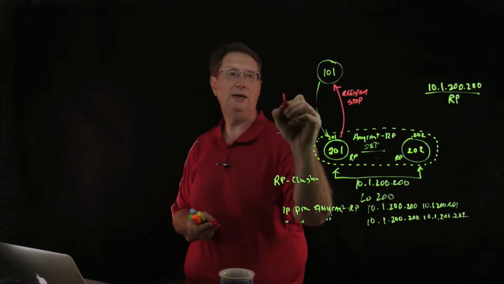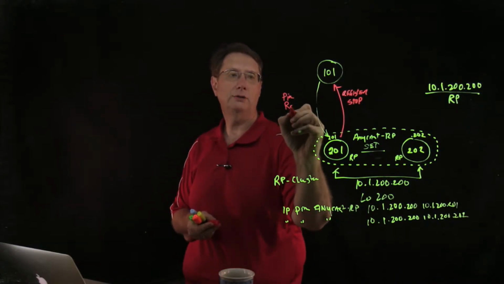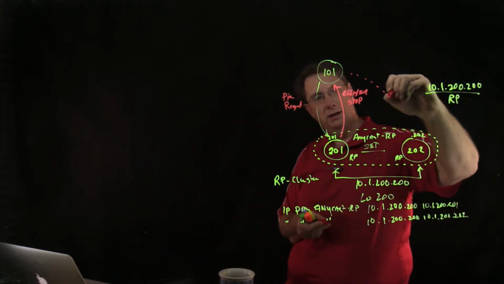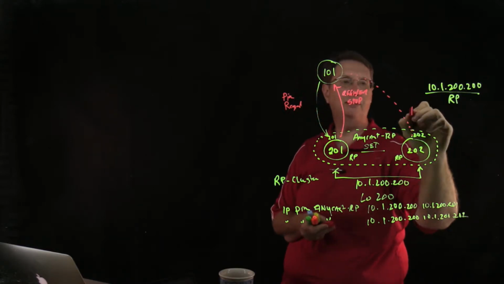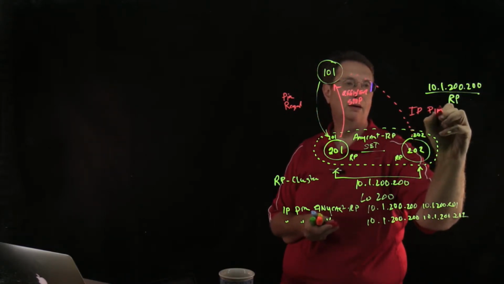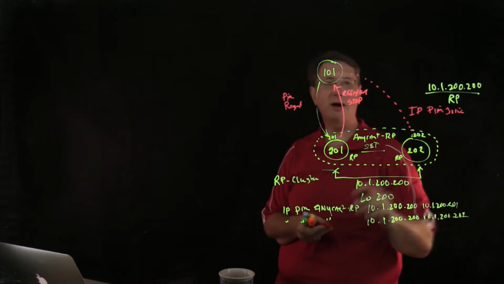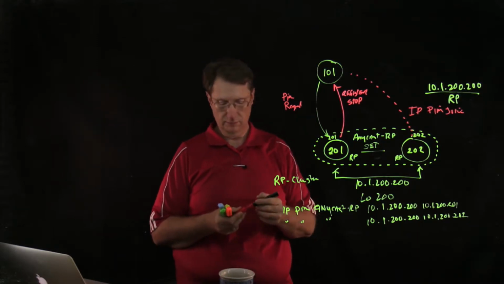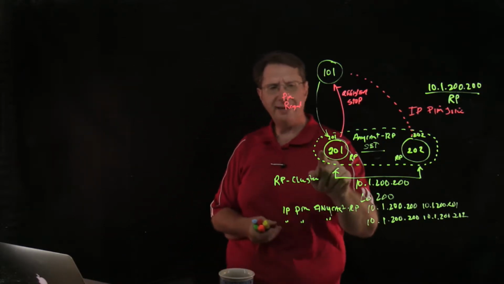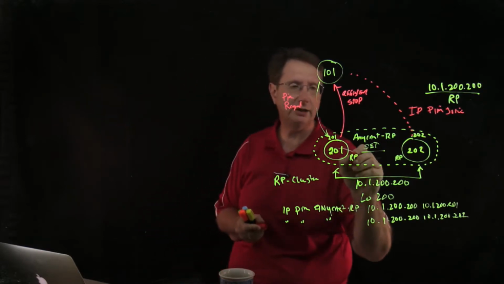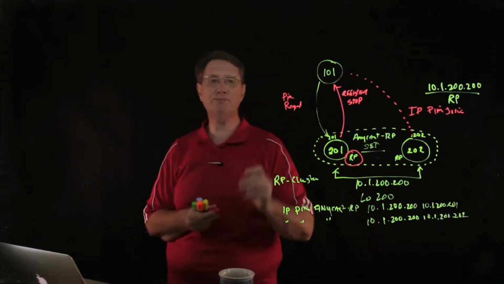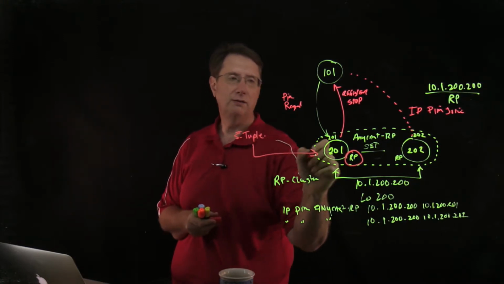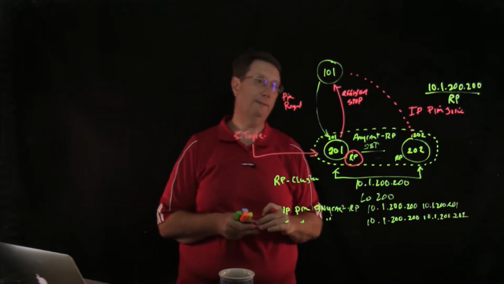And this was the PIM register. Interestingly enough, the IP PIM join was actually sent to and processed by spine 202. Now, that means that for the purposes of this particular session, based on this particular 5-tuple, this spine is acting as the rendezvous point.